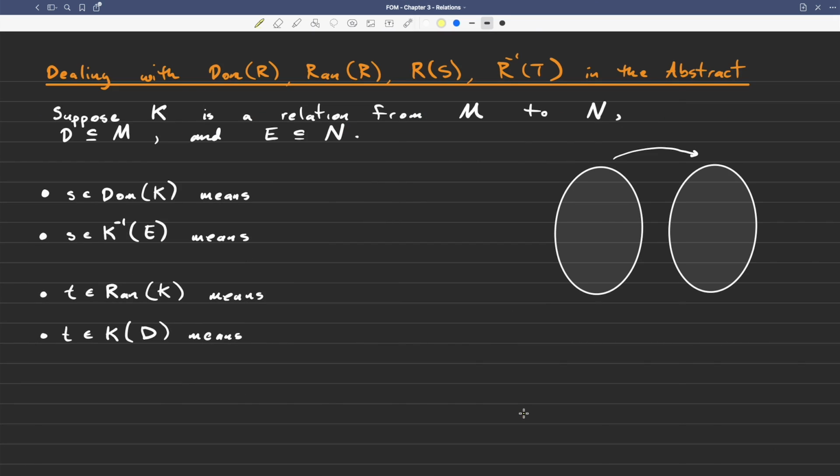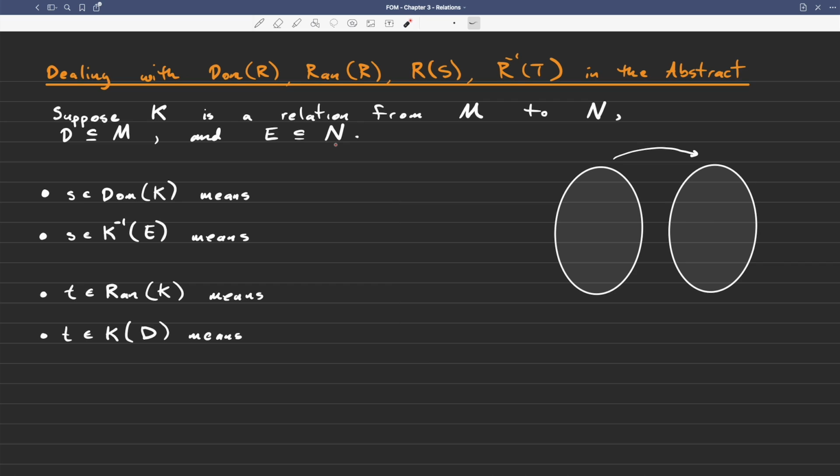Okay, so this is another example I want to drill you on a little bit, dealing with things like the domain, the range, image, and preimage in the abstract. So I want to have some different characters now. This time I'm going to have K as a relation from a set M to a set N. And I'm going to have a subset D of M and a subset E of N.